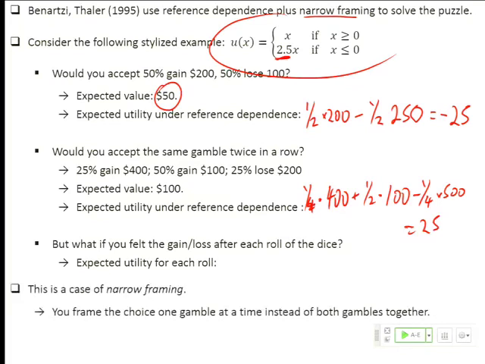So then what you would be looking at is that you'd actually be faced with an expected loss, an expected utility of negative 25 each time, and you would say, oh no, I don't want that prospect of having that loss aversion time after time after time. So this is what's called narrow framing, right?